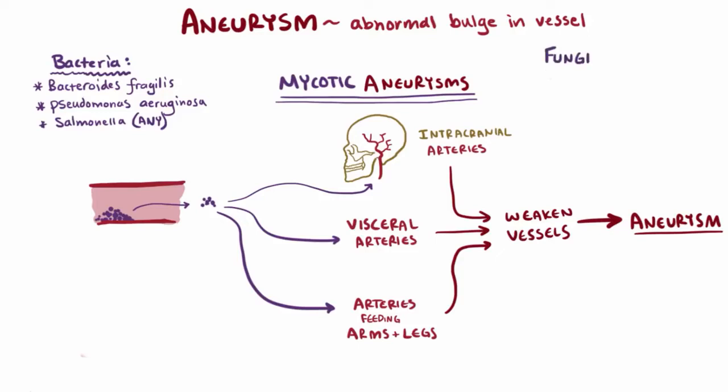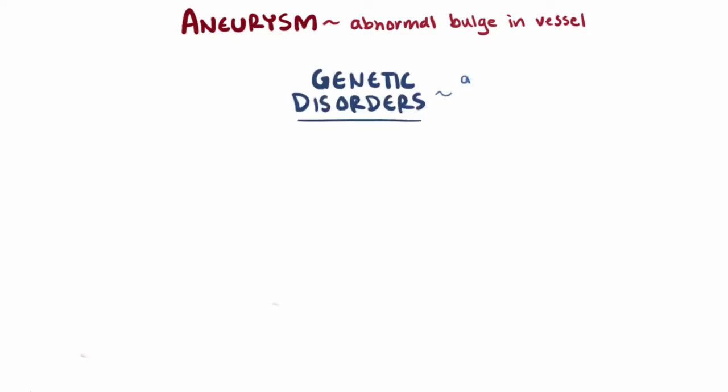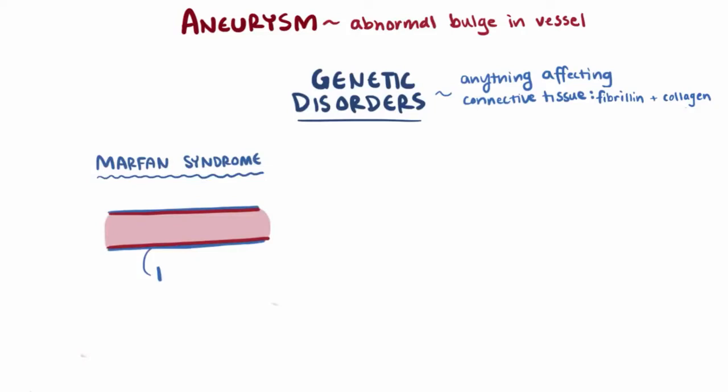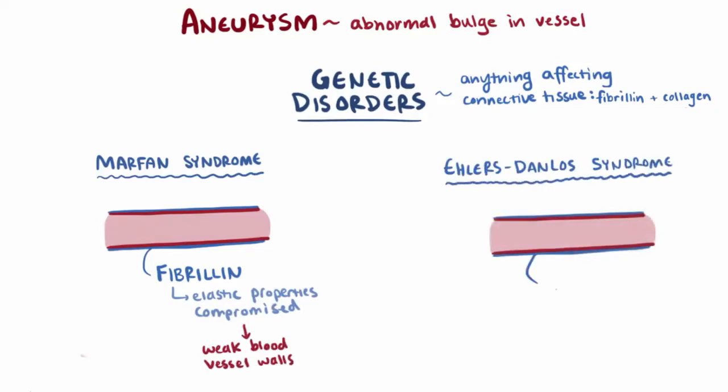But it's not limited to just bacteria. Infections from the fungi Aspergillus, Candida, and Mucor are also a common cause of mycotic aneurysms. Genetic disorders affecting your body's ability to properly form connective tissues like fibrillin or collagen also weaken the blood vessel walls. So people with Marfan syndrome have weakened blood vessel walls because the elastic properties found within fibrillin is impaired. And people with Ehlers-Danlos syndrome are more likely to develop aneurysms because their ability to form collagen proteins is disrupted.